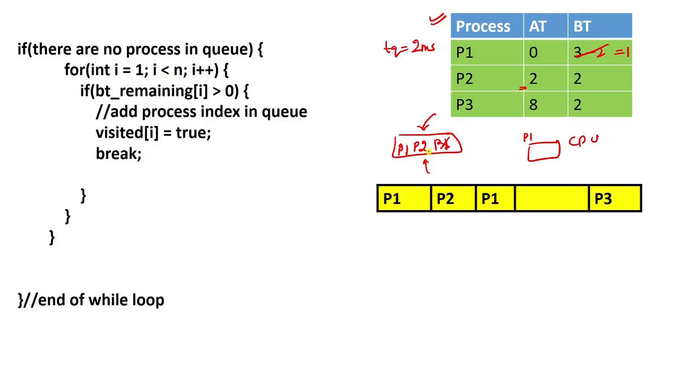Now next process is P2. So P2 will be running here, right? So P2 will actually complete. So this is like 0, 0 to 2, 2 to 4. So at current point of time, the current time is 4.